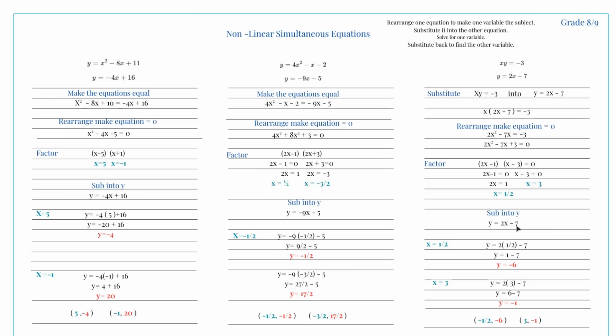I've subbed it into what I class the easiest one to get the y. So I've got x here is a half, and x here is my 3. And then I've got a half, minus 6, 3 and minus 1.